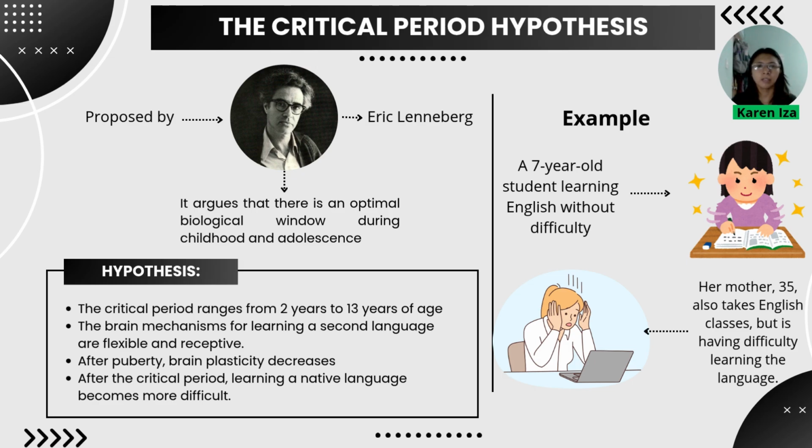For example, a 7-year-old student moves to the US and begins to learn English at school. In less than a year, she speaks English fluently and almost without an accent. Her 35-year-old mother also takes classes, but struggles to pronounce words correctly and remember certain grammatical structures. This illustrates the critical period hypothesis: in this case, the student's brain, due to her age, is in the optimal phase for acquiring a second language naturally, while for her mother, learning is slower and requires more effort.